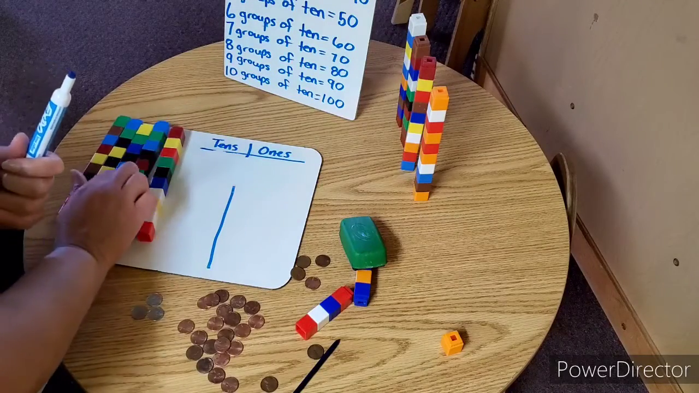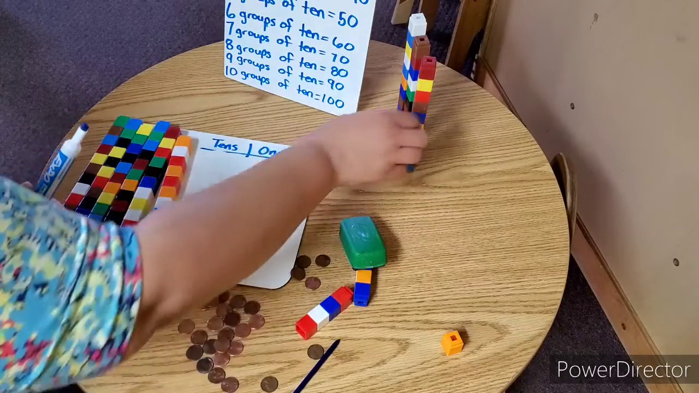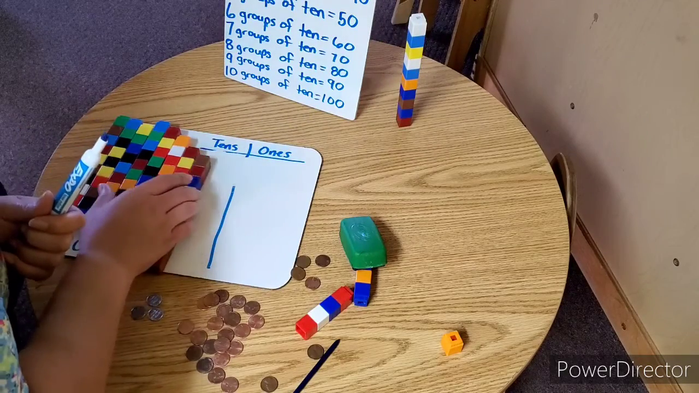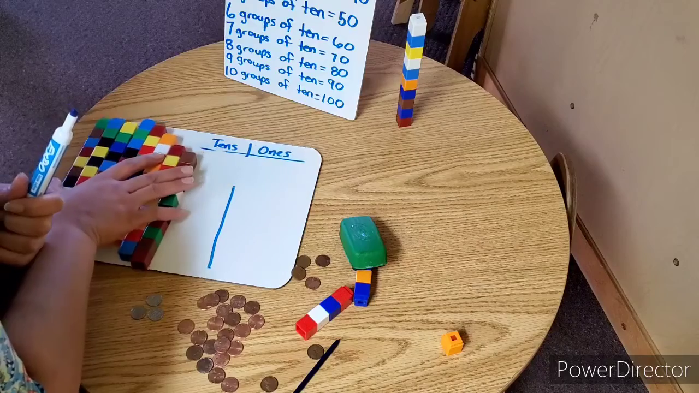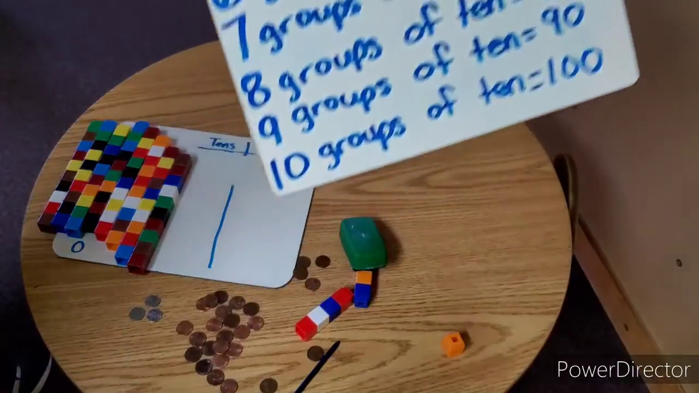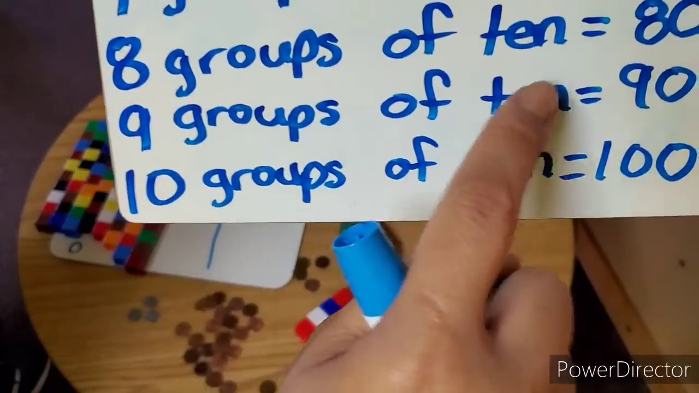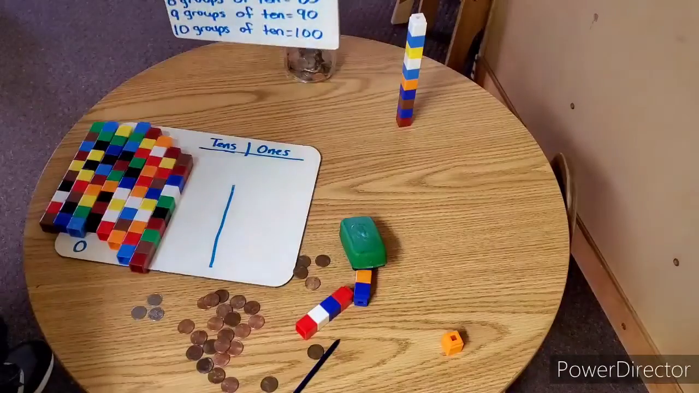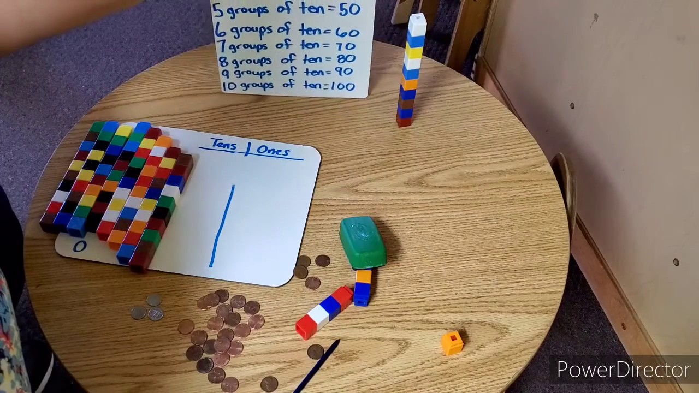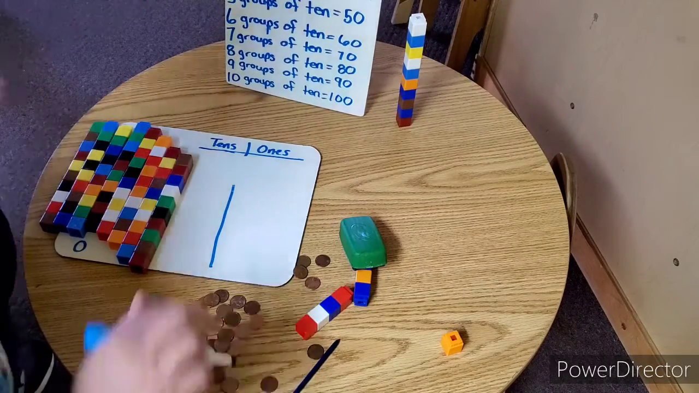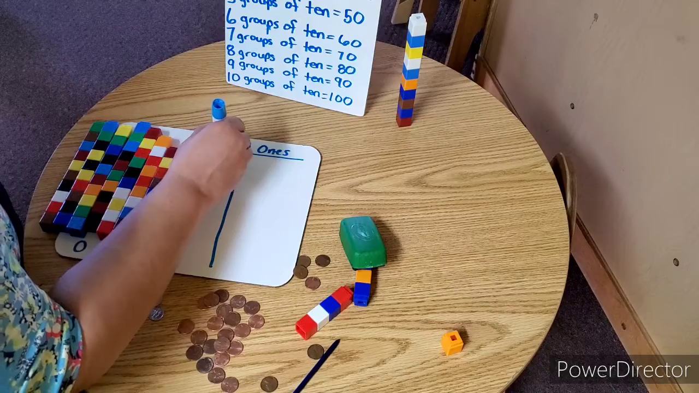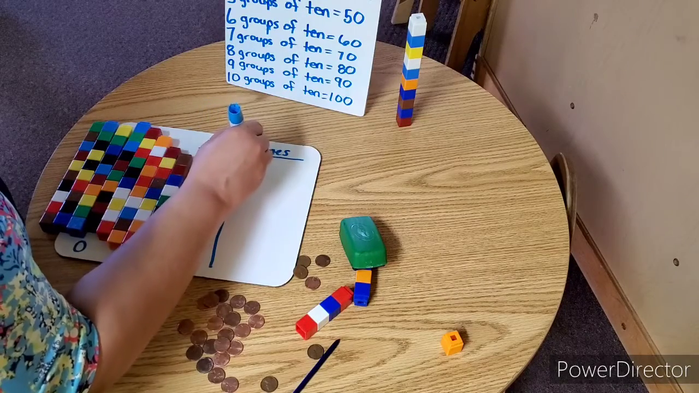So we did 5 groups of 10. Let's go higher. 6 groups of 10. 7 groups of 10. 8 groups of 10. Whoa. I have 8 groups of 10. Remember, 8 groups of 10 equal 80. So if I have 8 groups of 10, I have 8 10s. 1, 2, 3, 4, 5, 6, 7, 8. I'm going to write the number 8 in the tens place.